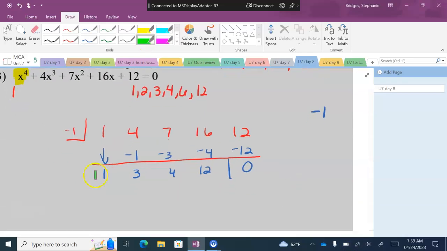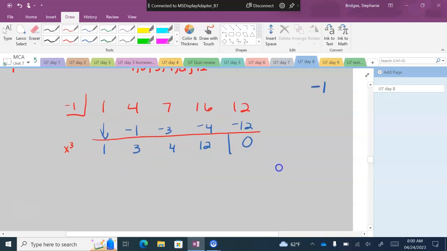But if I focus on what I have left, that is an x to the 3rd. And we can't factor an x to the 3rd, right? I mean, technically you could with grouping if it factors, but what we're going to do is use these numbers, the 1, the 3, the 4, and the 12, and we're going to do synthetic division again, okay? We know that -1 is a solution. We know that 1 is not a solution because our coefficients in the beginning didn't work, so there's no need for me to try 1 again.